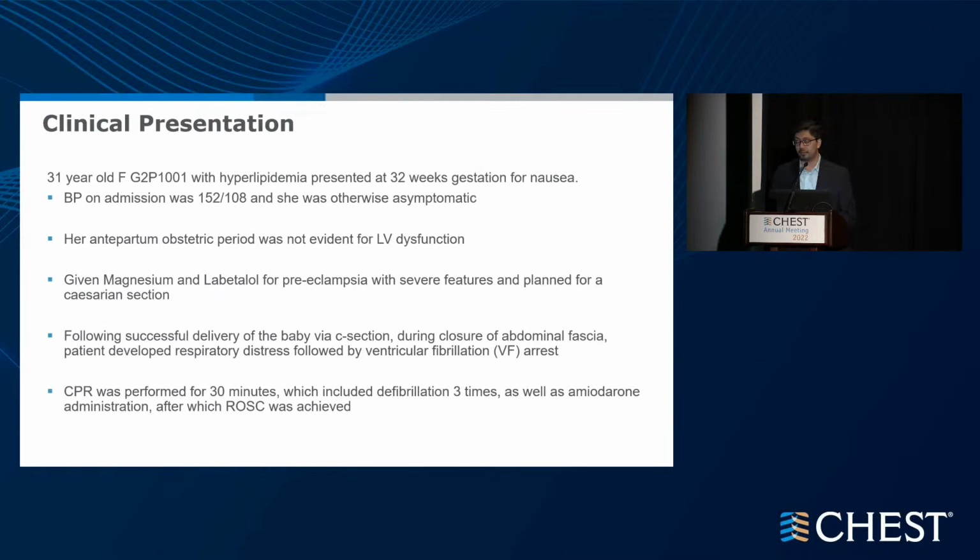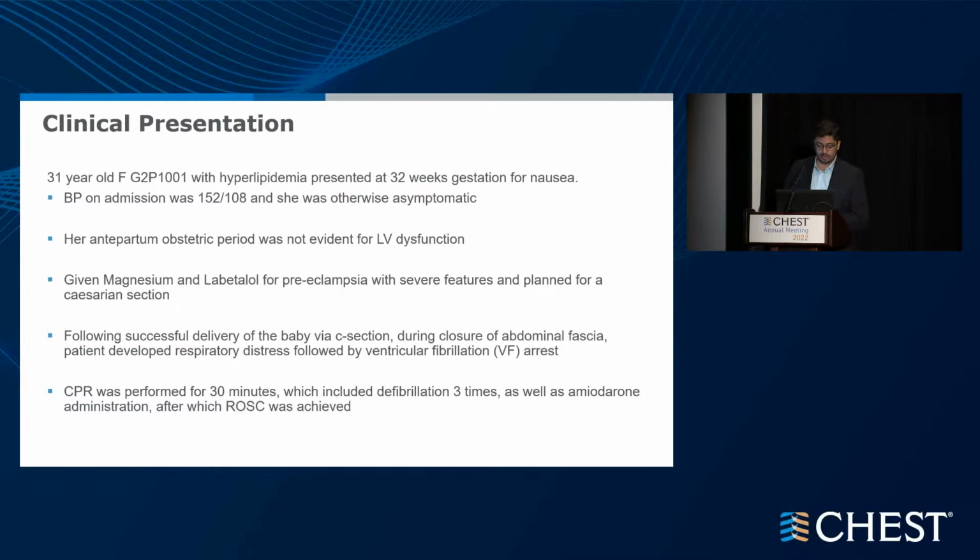So we recently took care of a 31-year-old female, G2P1001, who had a history of hyperlipidemia, who came to us at 32 weeks gestation for nausea. When she presented to us, her blood pressure was 152/108, and she was otherwise asymptomatic, was not complaining of any chest pain or shortness of breath at the time. And of note, her antepartum obstetric period was not evident for any LV dysfunction whatsoever. So she was diagnosed with preeclampsia with severe features. She was given magnesium and labetalol for her blood pressure and preeclampsia, and she was planned for a cesarean section.